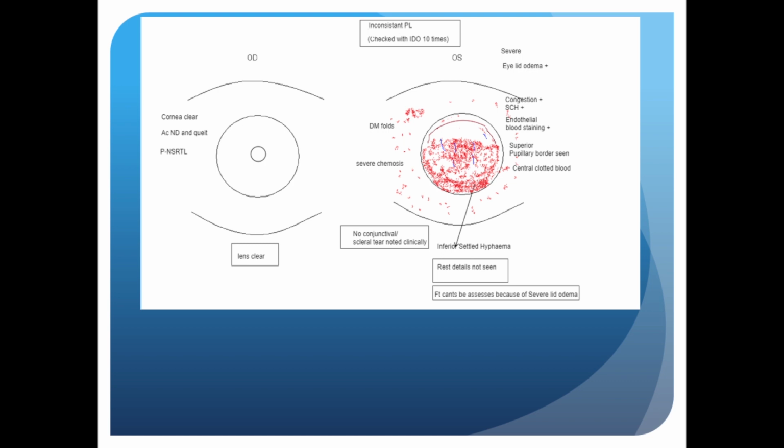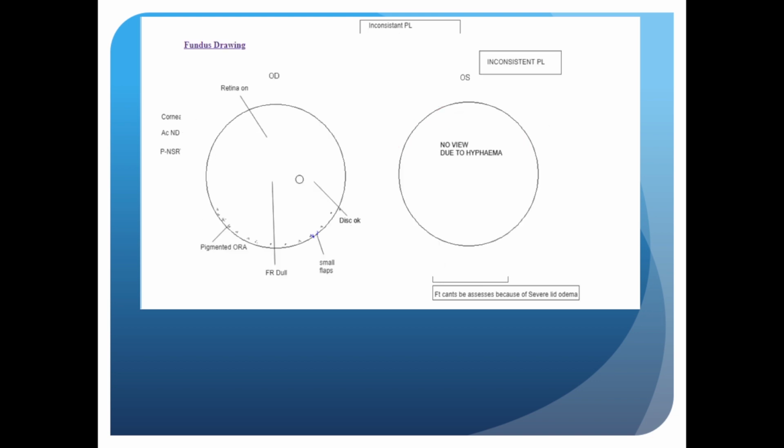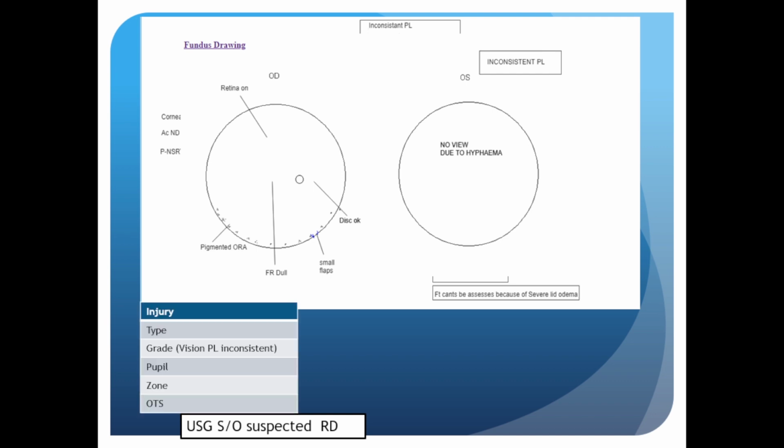This was the slit lamp picture of the patient, and he had some DM, and severe chemosis was there. Fixation cannot be assessed because of the severe lid edema. We could not see the fundus because of the hyphema. We couldn't evaluate the posterior segment in the left eye, but the right eye was absolutely normal. USG we have done, which was suspected of retinal detachment. Then again, we have done the OTS scoring in this patient.